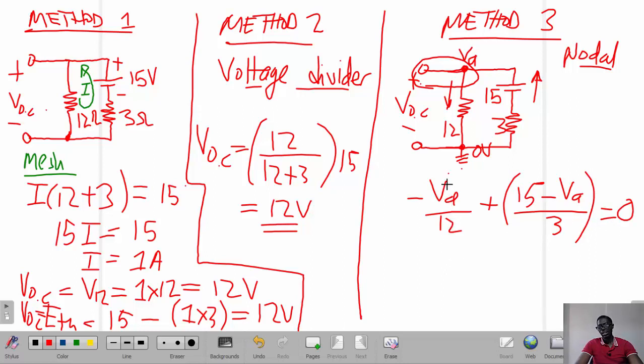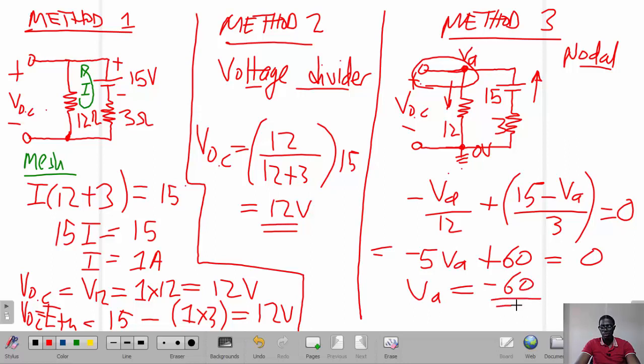This must give me 0. In a nutshell, we are saying the sum of currents entering is equal to the sum of currents leaving. If we simplify this further, what we come up with is minus 5 VA plus 60, and that should give you 0. From here, VA is minus 60 over minus 5, and that gives us 12 volts. Since 12 volts is the solution, we found that VOC is also equal to 12 volts.